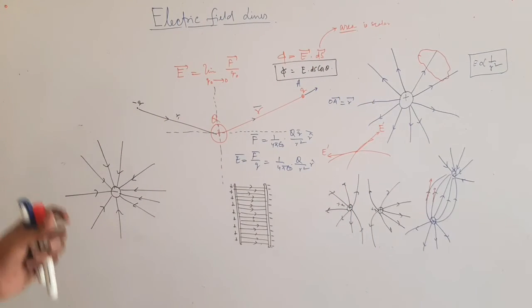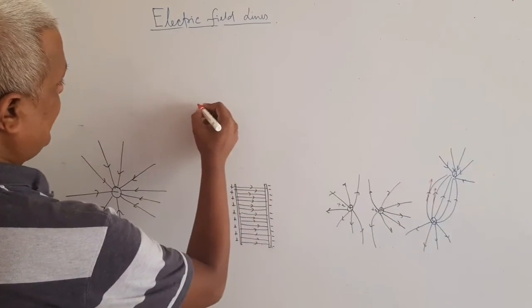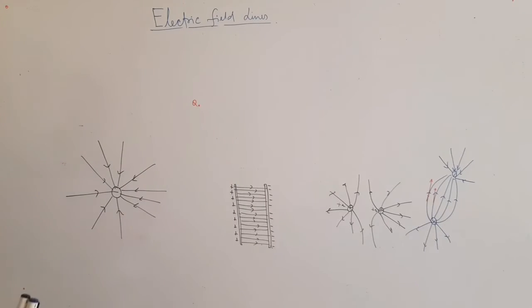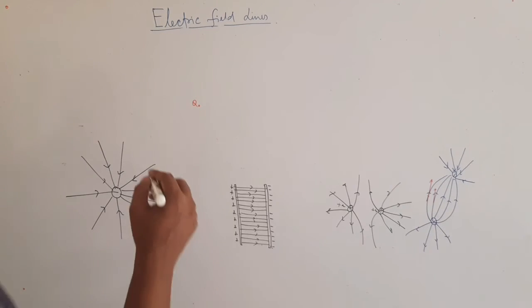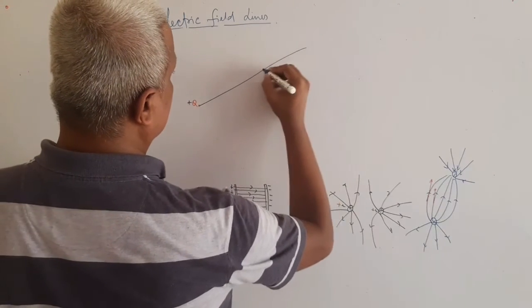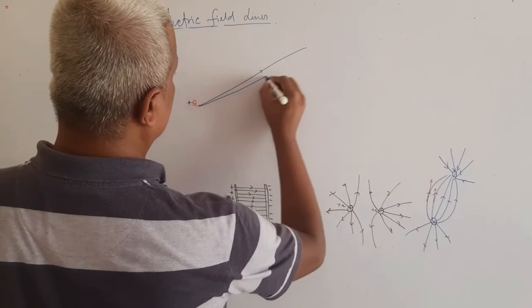Now I have to clear my screen, so give me a 10 second break, and then I'll come back to you. Okay, now assume that you have a point, and at this point a charge Q is placed. Using the idea of electric field lines, we can say that the electric field lines will start from this charge and move outward. They can be something like that.